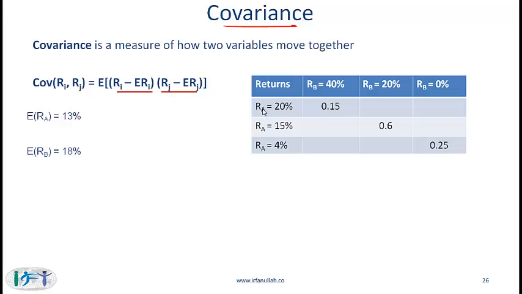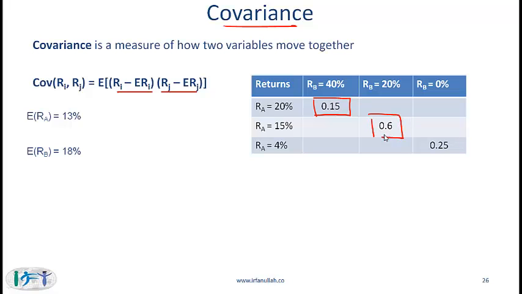Say we have two stocks A and B, and we are given the returns of the two stocks under different scenarios. There is a 15% chance or a 0.15 probability that we will have a good economy, and in that scenario the expected return on A is 20%, the expected return on B is 40%.